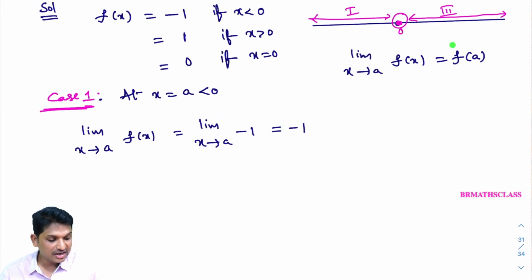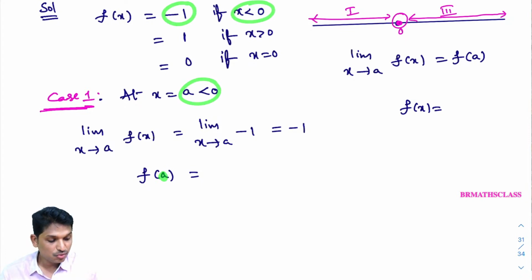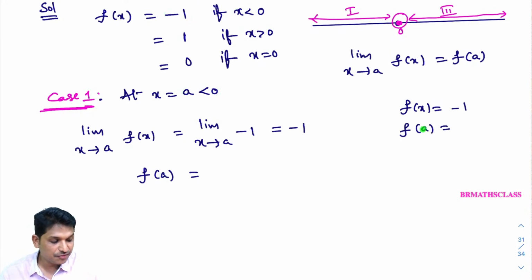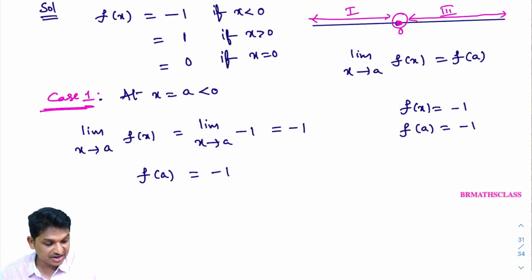Now I will calculate f of a. To calculate f of a, I need f of x. In place of x, a is there, and a is less than 0. When a is less than 0, we need to choose this function, so f of x is -1. Now how to calculate f of a? In the given function where x is there, I need to write a, but in the given function a is not there. So f of a is -1 only. I calculated this one, I got -1. I hope you are understanding, right?